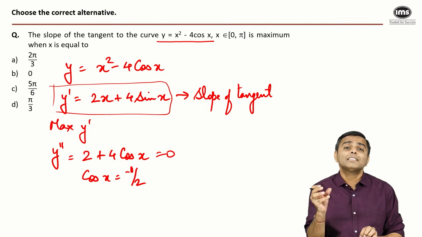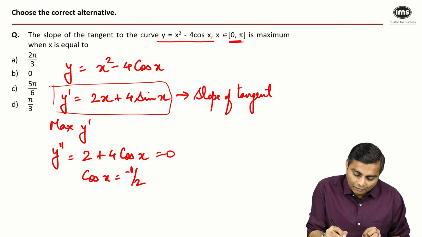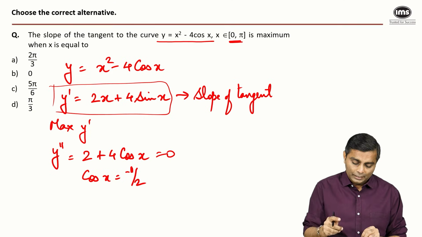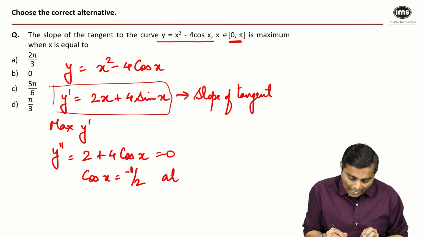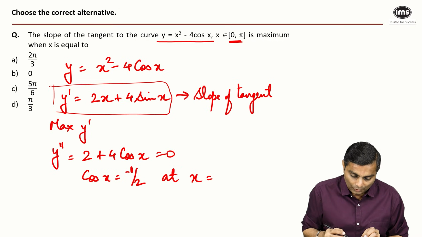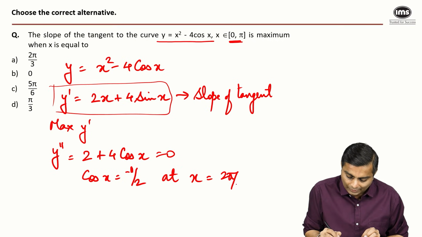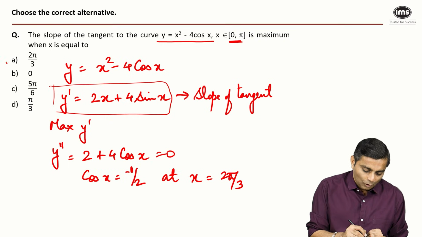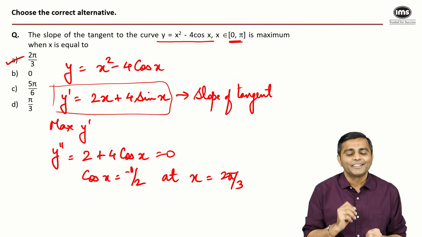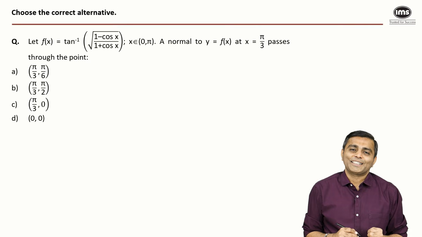Now, between 0 to pi is what they have given. Between 0 to pi, when is cos x minus half? Cos x is minus half at x is equal to 2 pi by 3. So, yes, x is therefore going to be equal to option A, 2 pi by 3. Moving on to the next question now.